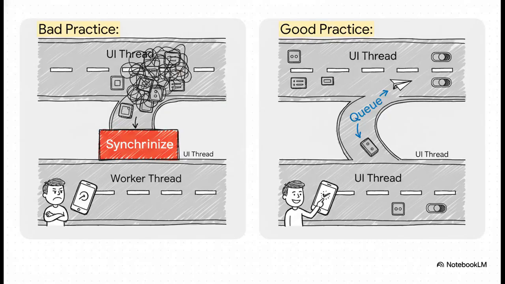Let's look at this visually. On the left, that's the anti-pattern. That synchronized DoWork inside a loop is a performance catastrophe. It literally stops everything and forces the main thread to do the work. Your UI is completely frozen.